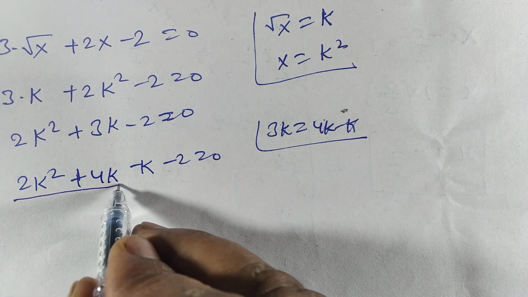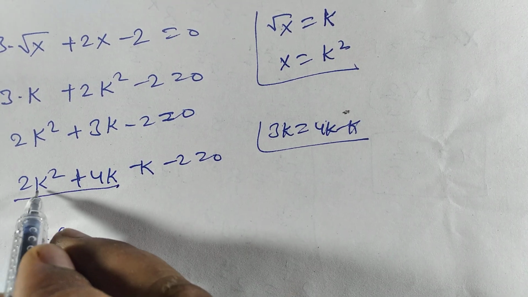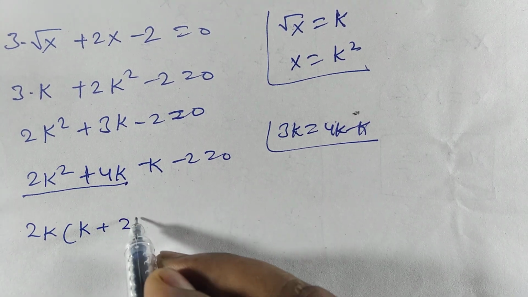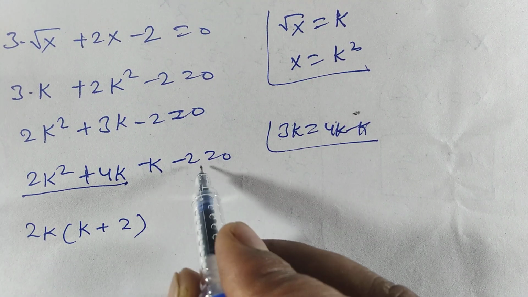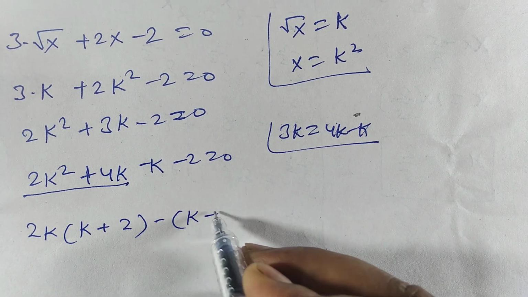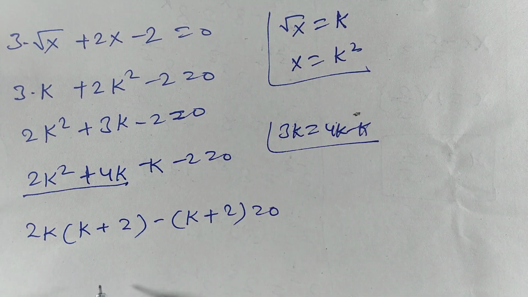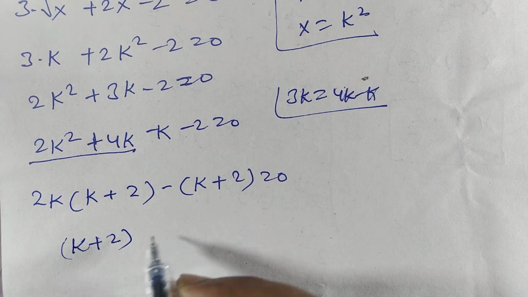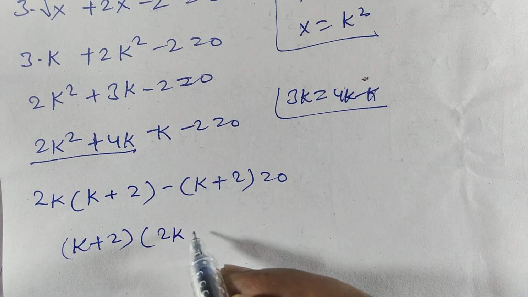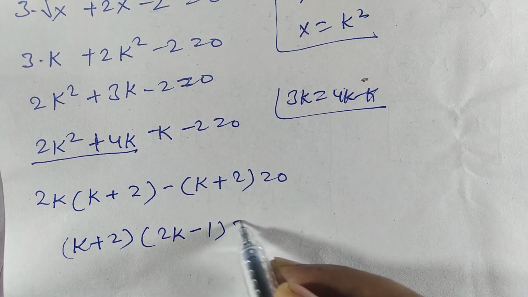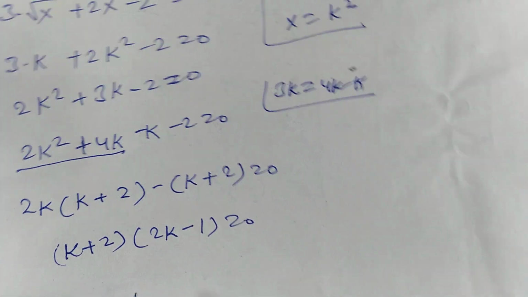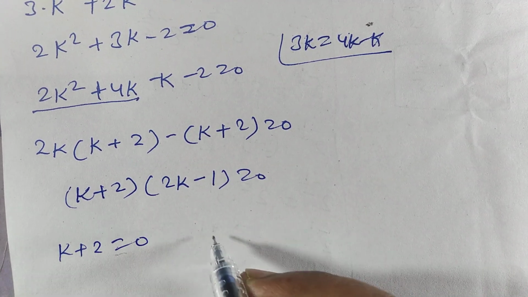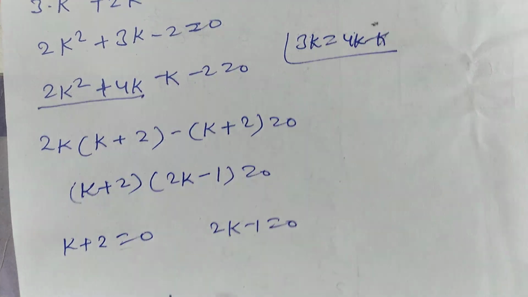Now let's take 2k common here, remains k in this term and here also 2. Now let's take minus common here, remains k plus 2 is equal to 0. Now let's take k plus 2 common from the full equation. Remains in this term 2k and here 1 is equal to 0. So k plus 2 is equal to 0 and 2k minus 1 is equal to 0.